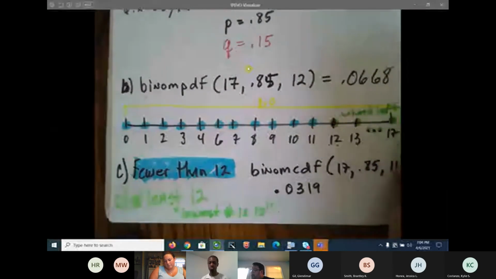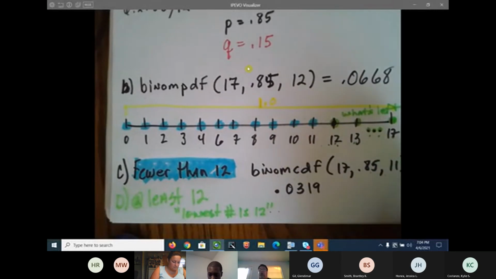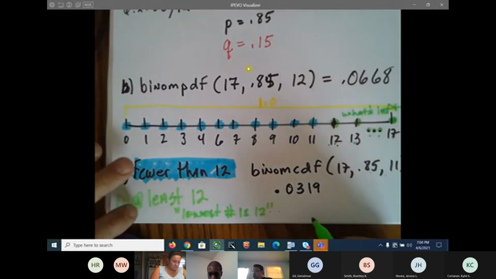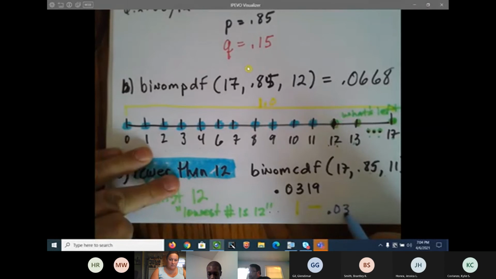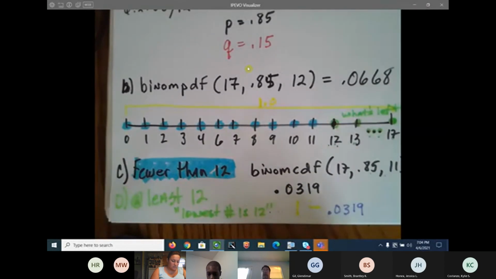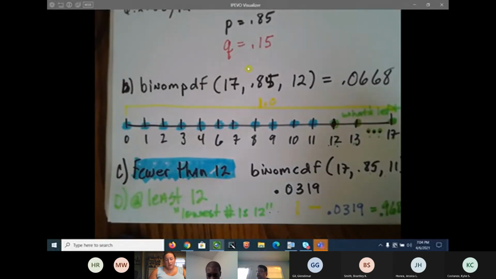So I can add up all of 12, 13, 14, 15, 16, or I can take 1 and subtract the blue probability, which would be 1 minus 0.0319. Somebody do that for me. And that's going to equal the green. 0.9681. And that is the probability of the green.